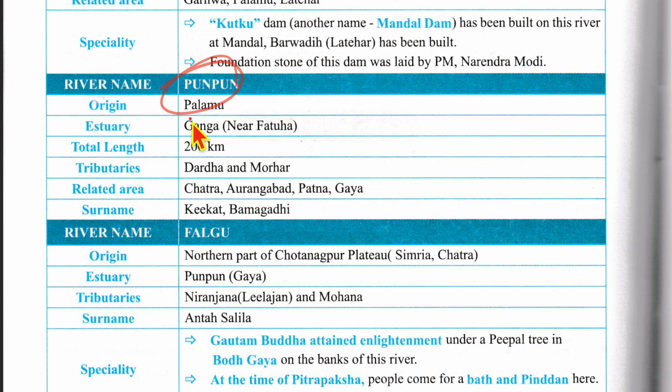Now, Punpun river, origin is in Palamu. It is a tributary of Ganga, which it meets near Fatuha. Total length is 200 kilometers. Tributaries are Dardha and Morhar. Related areas are Chatra, Aurangabad, Patna and Gaya. Surname is Kikat and Bamagthi.